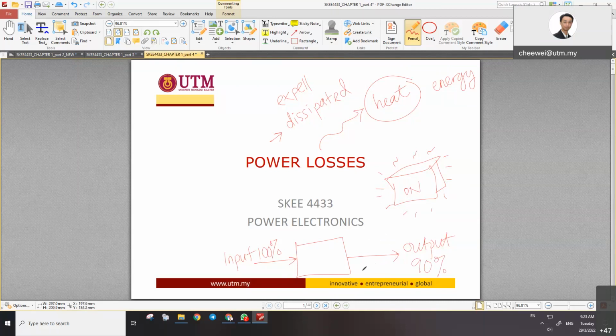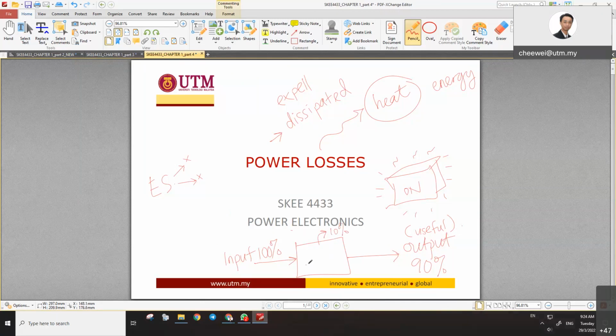And just now we said that energy conservation says that energy cannot be destroyed and cannot be created. So if you have an input of 100%, the output should be 100% as well. But then you will only get the output, or we call it useful, or the efficient, is 90%. Useful output is only 90%. Where is the balance? The balance is 10%, isn't it? 90 plus 10 is 100.